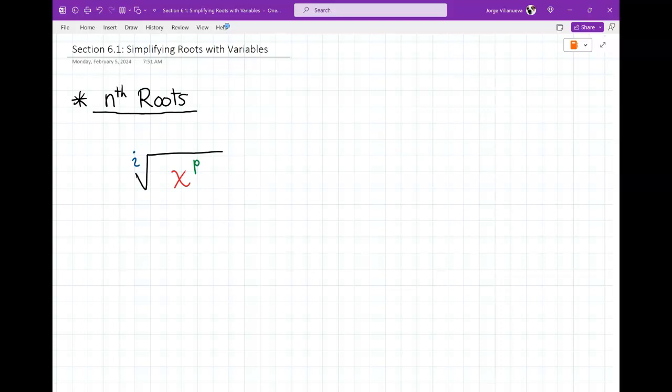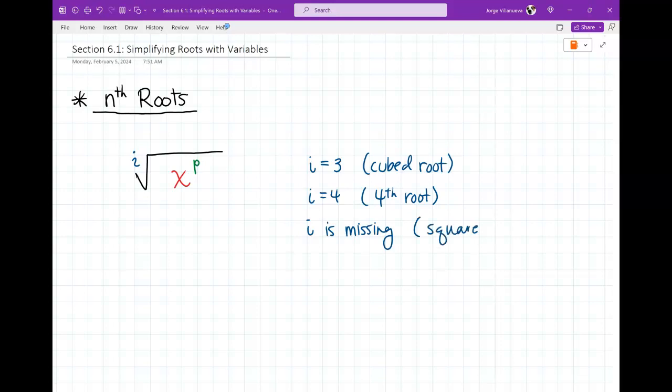So I'm going to put right here, if I is, let's say 3, we call it a cubed root. If I is 4, we call it a 4th root. But if I is missing, that's a square root. That's the most common root that we use. It's a square root. Okay?